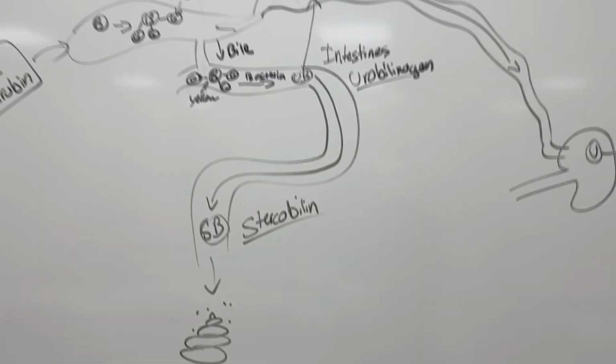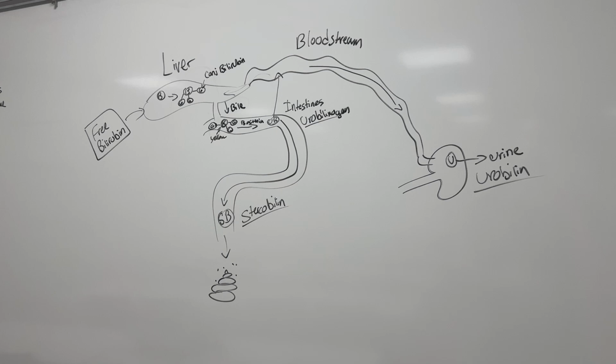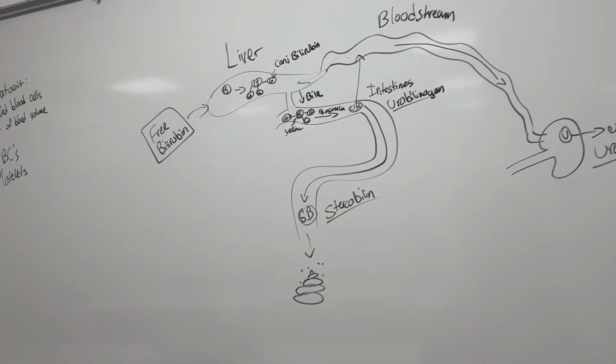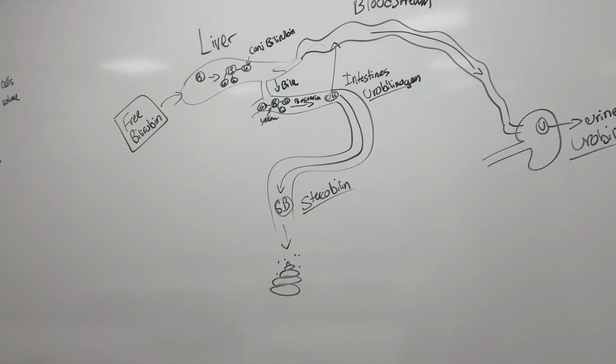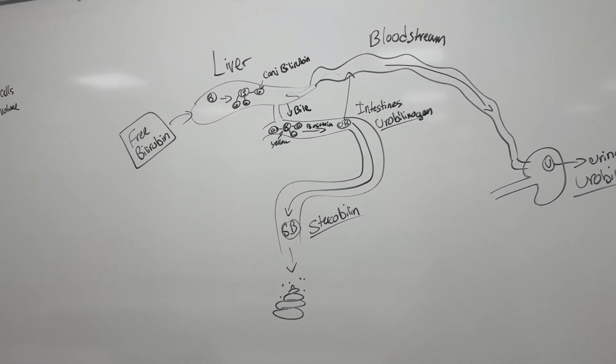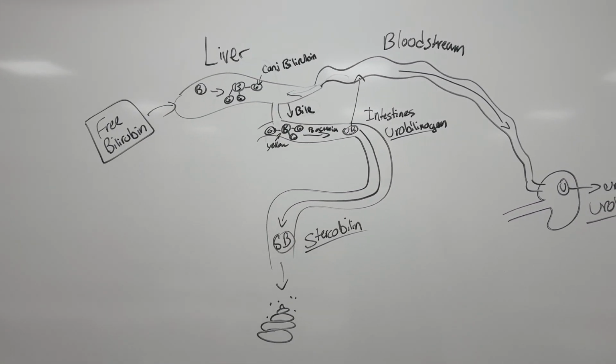So basically, we produce about 2 million red blood cells each second. If we're producing that many, a lot must also be dying. So we need a system to get rid of that. So this is what this system looks like.